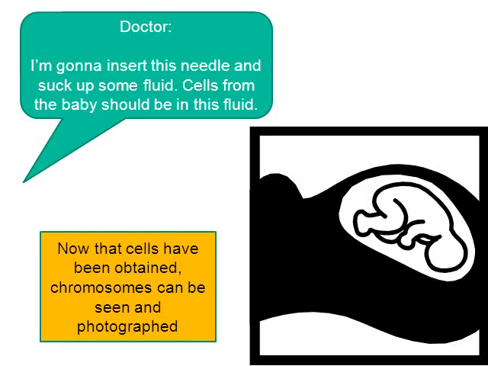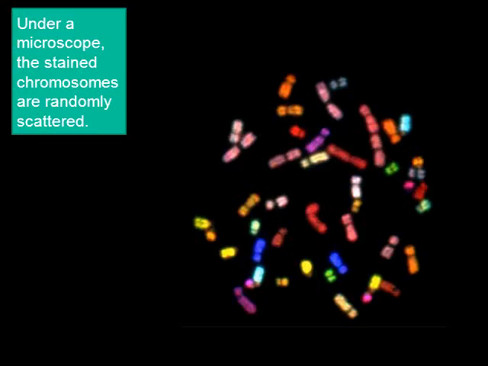So now that cells have been obtained, chromosomes can be seen and photographed underneath a microscope. And so here we have a microscopic picture of what the chromosomes might look like. Now, notice nothing is orderly, nothing is organized. The chromosomes are all just kind of randomly scattered in this picture. However, look what the lab technician can do.